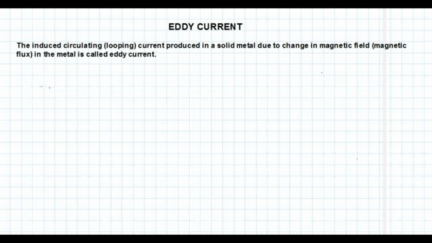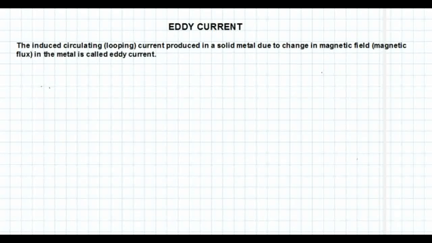And this current is produced within this metal, which is called eddy current. And this current will be in the form of a loop. So the induced circulating or looping current produced in a solid metal due to change in magnetic field in the metal is called eddy current.